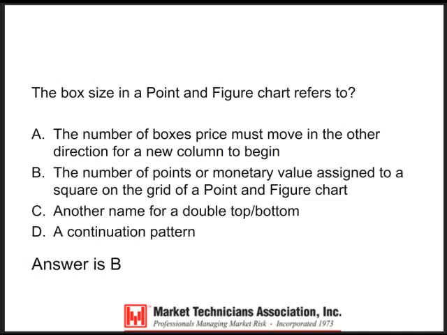Certainly, the box size in a point and figure chart refers to, that answer is B, the number of points or a monetary value assigned to a square on the grid of a point and figure chart. For people who might have read the question a little bit too fast, they thought it would be A, but that's not. That's the reversal, like a 3x1 chart or a 3x3 chart. You have to reverse by 3 boxes to begin a new column. Right, reversal size.